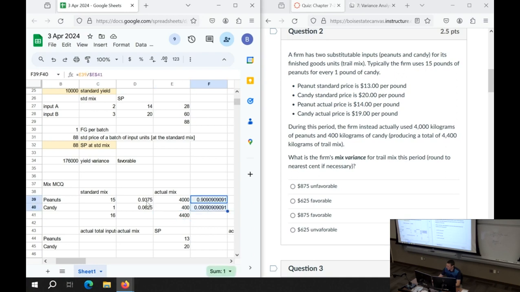So right here we can tell our actual mix favored candy over peanuts. We actually know from right here that it's going to be a favorable or unfavorable mix. Which of the two is more expensive, candy or peanuts? Standard price here, the candy is more expensive, and we used more of it than we should have. Our mix shifted, or it biased towards the more expensive of the two inputs. That means our mix has increased the cost of our inputs. That means it's going to be unfavorable. So we can already knock out two of these.